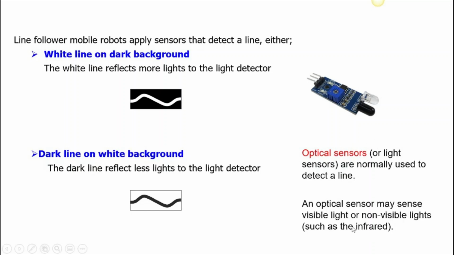Normally we use infrared sensors to detect the white background and black line. In these sensors, there are two parts, the transmitter and the receiver. The transmitter will transmit light onto the surface, and then the light will be reflected back, and the receiver will capture the reflected light and determine whether that light is actually coming from the white or black background.